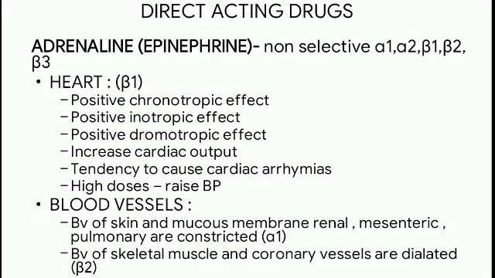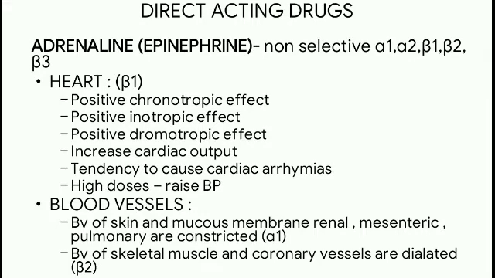Adrenaline has a positive inotropic effect, that means it increases contractility, and a positive dromotropic effect, that means it increases the conduction velocity and increases the cardiac output ultimately. And there is a tendency to cause cardiac arrhythmias, that means irregular heartbeat or abnormal rhythm. And at high doses it may also raise the blood pressure.